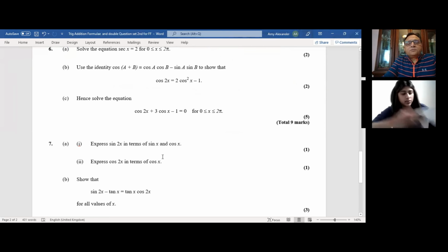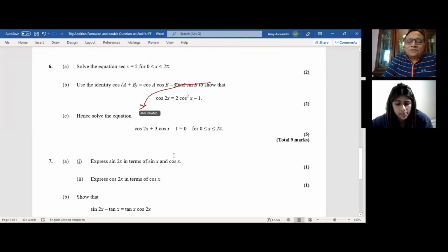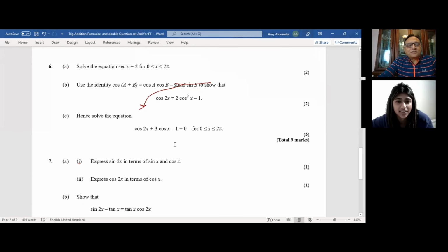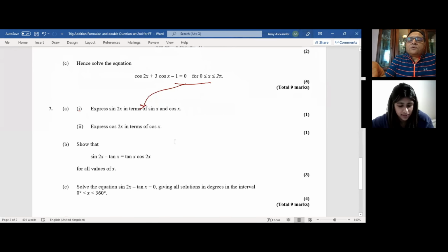Now, hence solve this particular equation. That means you're replacing this with here. You have a quadratic equation in cos x, and you can now factor and solve, correct? That one was similar to the one we've already done, so that's perfect. Okay. So you can skip this portion. Let's do the next one now.